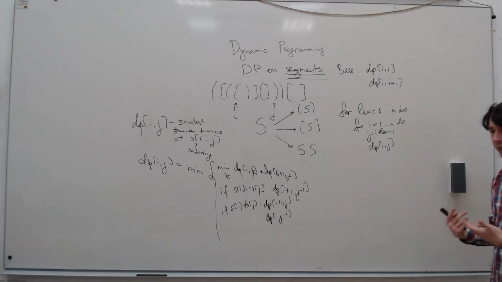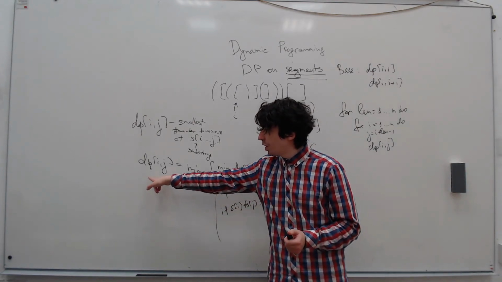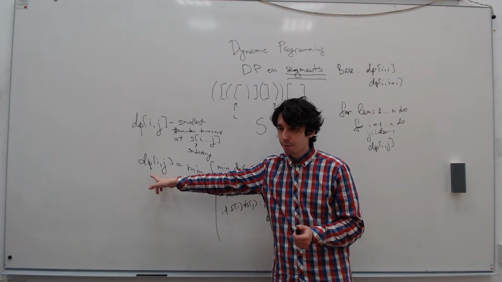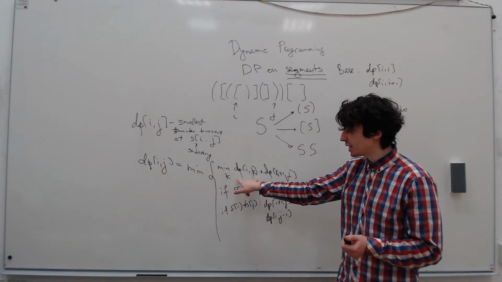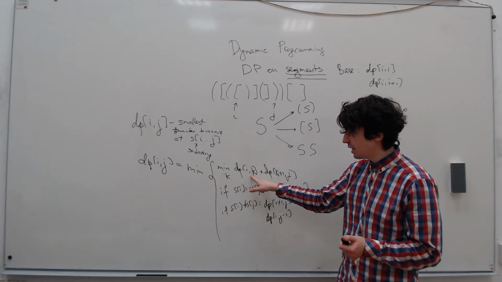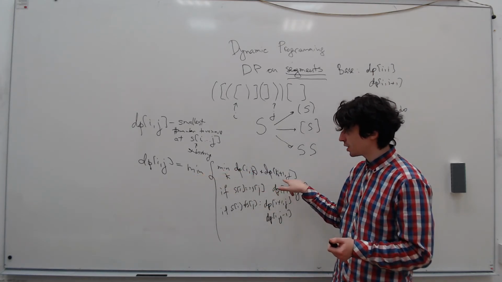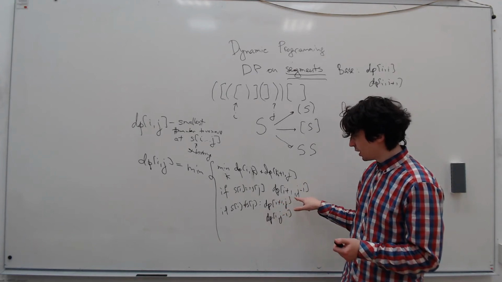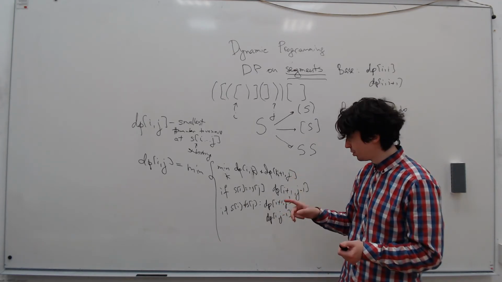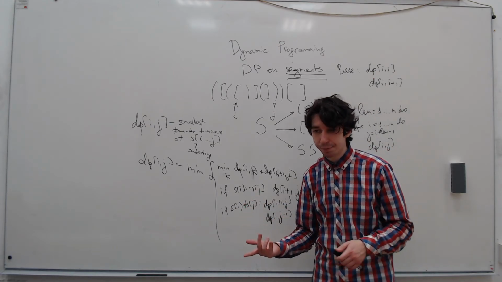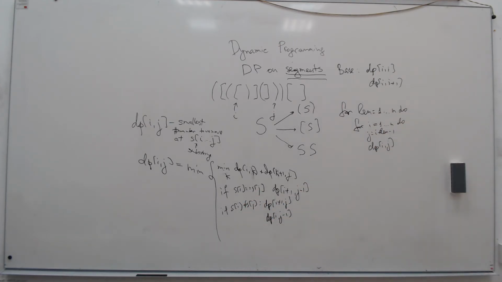Why I'm traversing by length is that you calculate the step function using states which have smaller length. So dpik has smaller length than ij, k plus 1, j is also smaller, I plus 1, j minus 1 has smaller length by 2, and this one has smaller length by 1. Questions?